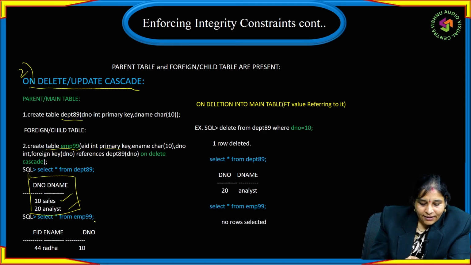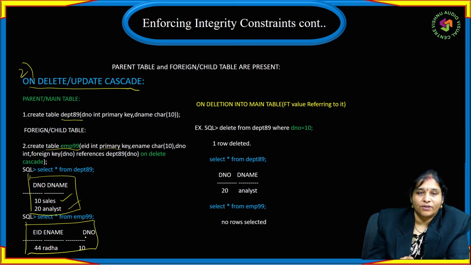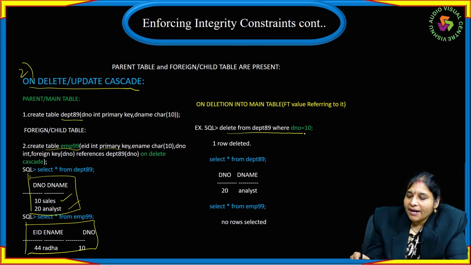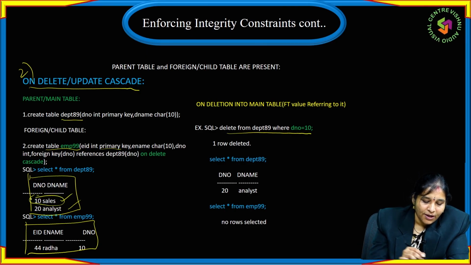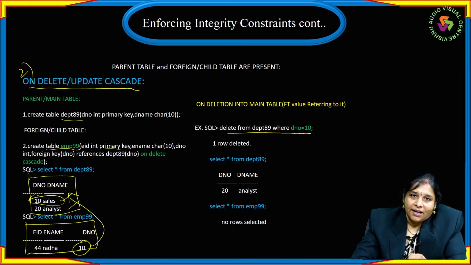Now, once again, I have selected and retrieved the values that are right now present. So in my department, two records exist, 10 sales and 20 analyst, and in my employee table, only one record exists, 44. Now, here, when I try to delete from department 89 where D number is equal to 10, if you observe carefully, this 10 is referenced by the child table.